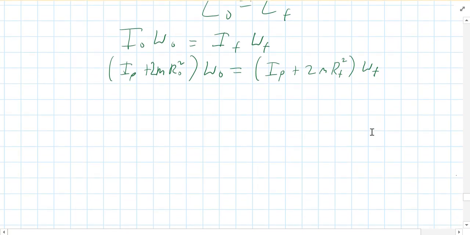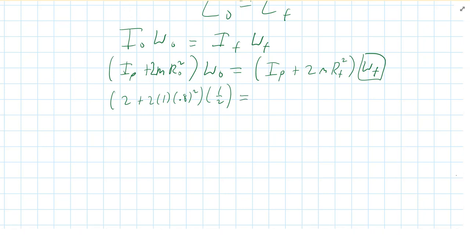All right. Well, the cool part is we have all those numbers except for omega final. So I of the person is about 2. Plus we got 2. We each got 1 kilogram masses. They start off 80 centimeters from your body. Got to square that. Omega naught, it was a half. Now notice I'm leaving that in revs per second. So our answer will be in revs per second. You're allowed to do that as long as both omegas are in the same units. So we're going to do that.